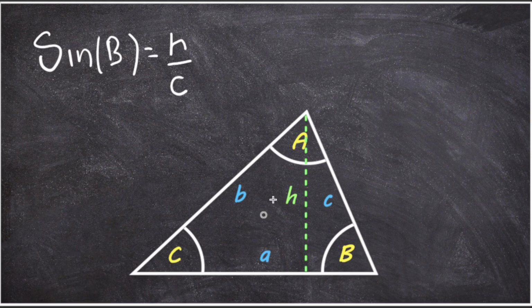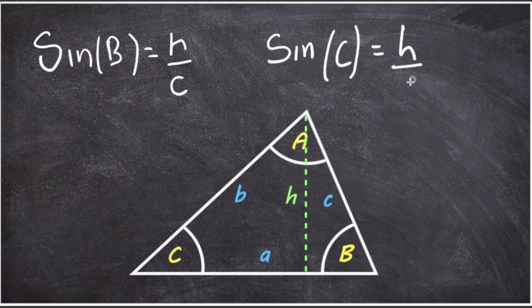We can repeat this with the left side triangle with the angle C. So sine of C equals opposite over hypotenuse again. Opposite again is h, but this time the hypotenuse is the edge b. So we have two equations that can be used to get the value of h if we rearrange them.